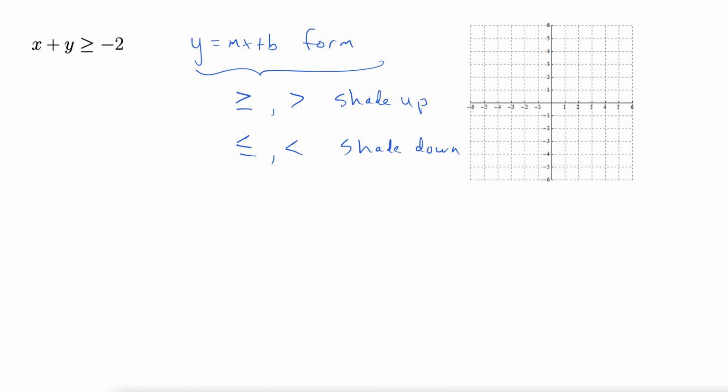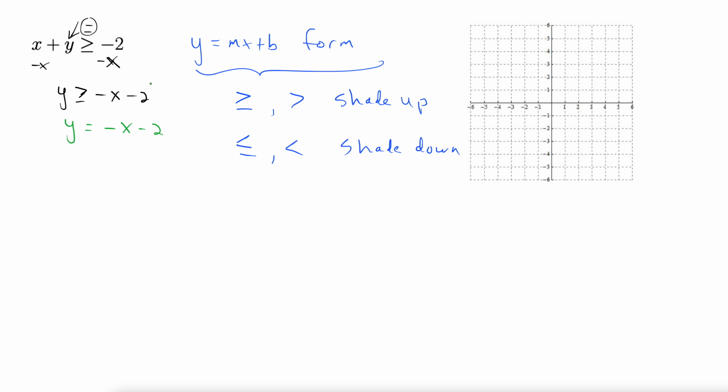Let's get this inequality into y equals mx plus b form, which means we basically need to think of this as solving for y, and we'll treat this inequality like an equal sign. So I subtract x from both sides, and that gives us y greater than or equal to negative x minus 2. So when we go to graph this initially, just treat this like a line, right? So what I'm thinking of is the line y equals negative x minus 2.